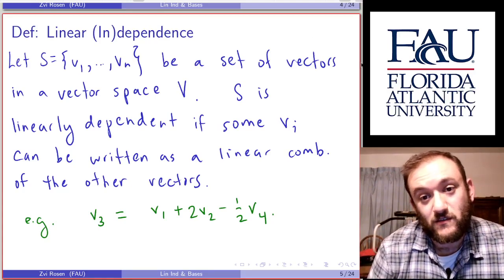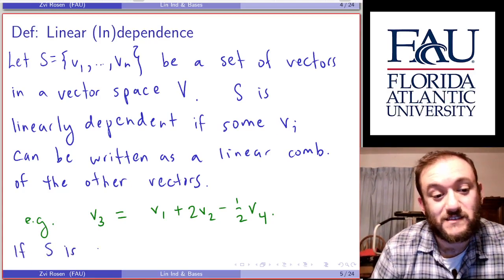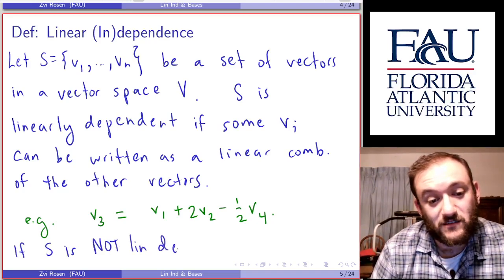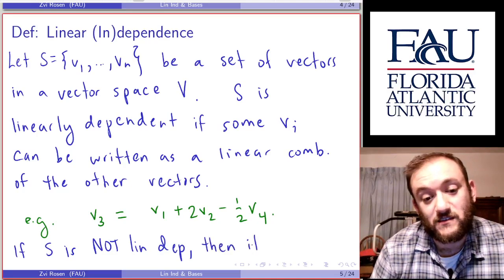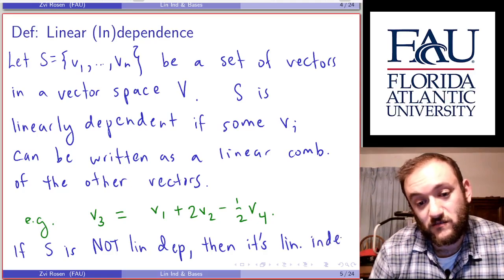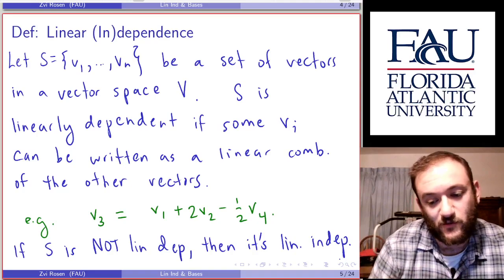Okay, so on the other hand, if S is not linearly dependent, then we say it's linearly independent. Okay, just a pretty reasonable definition.